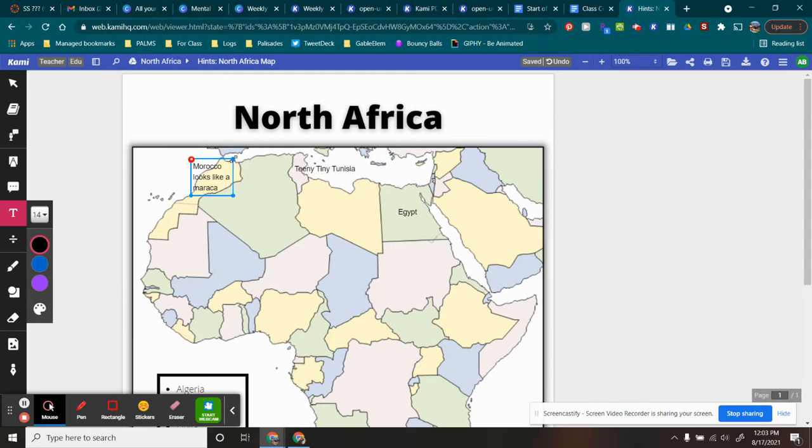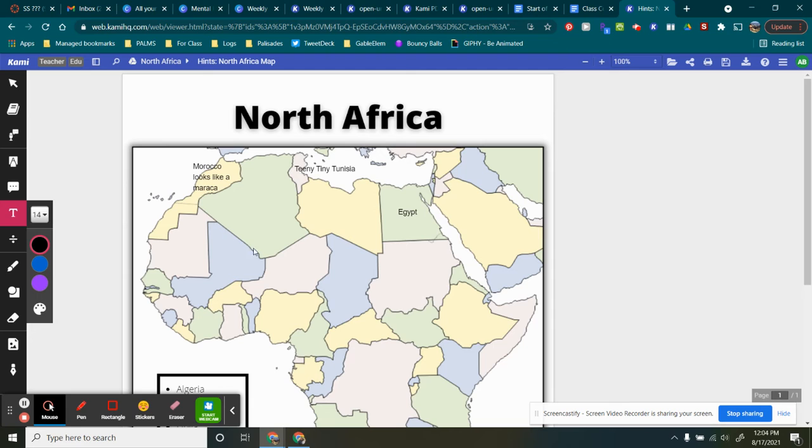And then I also know that this is Morocco because this feature right here is basically touching Spain. There's a very tiny strip of water that goes through there. So there you go. Then we jump down to other ones that just kind of stand out to me visually.